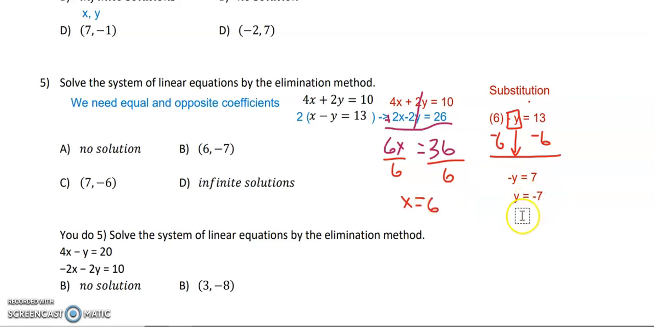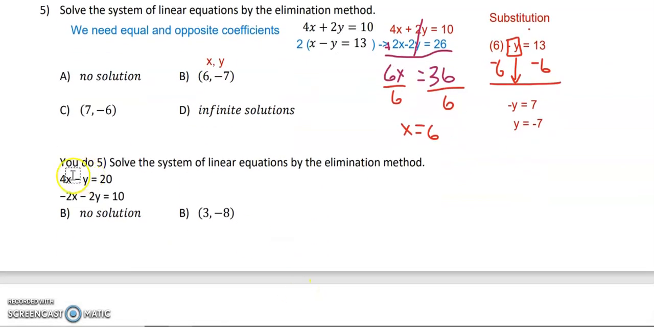And then once I know my x and my y, I can put it together as an ordered pair. So I'm going to get, okay, it's not going to be that one though. It's going to be this one. Yeah. So my x value is 6 and my y value is negative 7. All right, I'm going to do the same thing for the UDO number 5, but I'd like you guys to try it on your own.